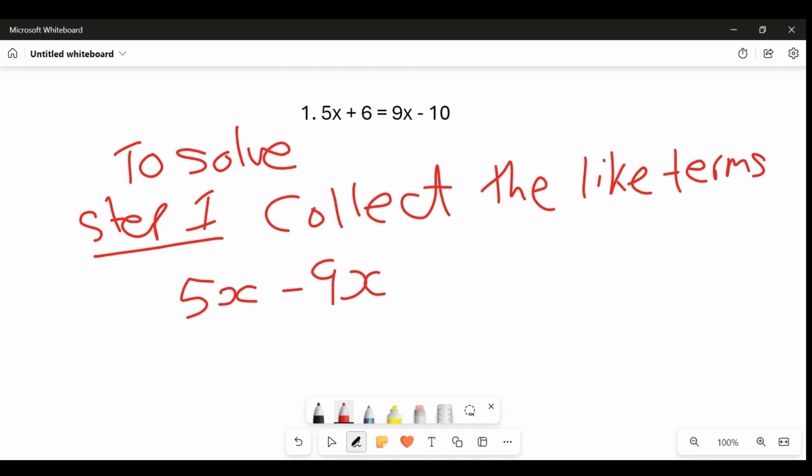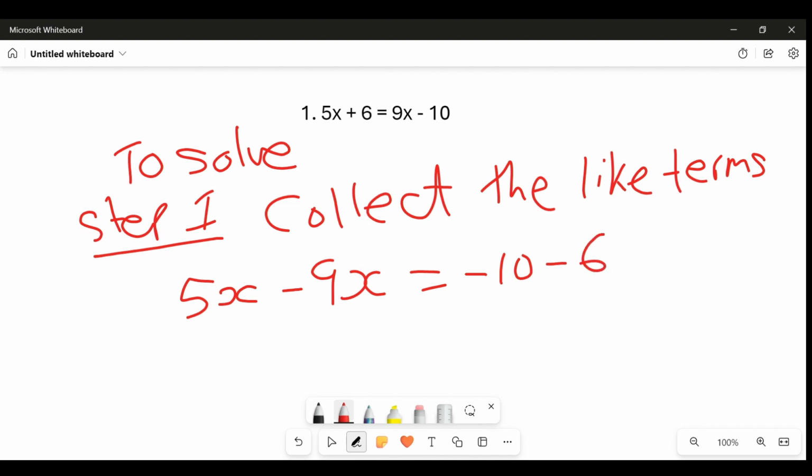So 5x minus 9x equals what we have initially on our right hand side, which is minus 10. Minus 10 remains minus 10. 6 is plus before, but because it's crossing the equals sign from the left hand side to the right hand side, the sign will change from plus to minus. On the right hand side we have minus 6.